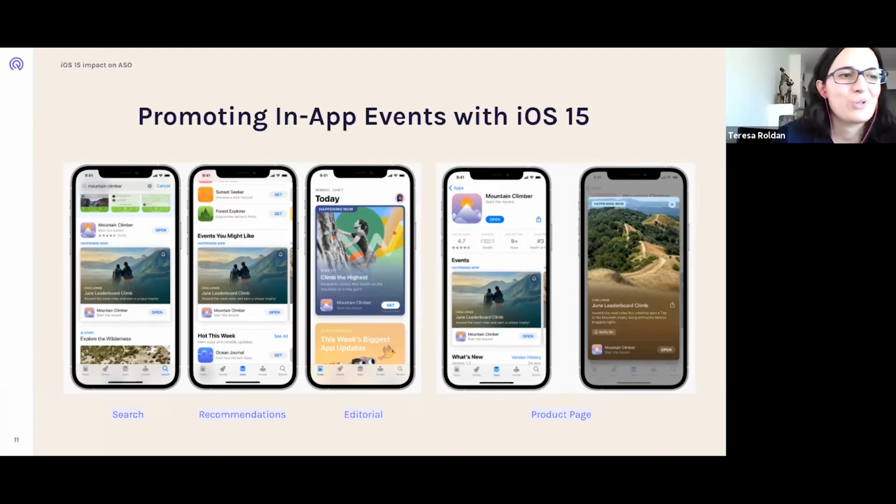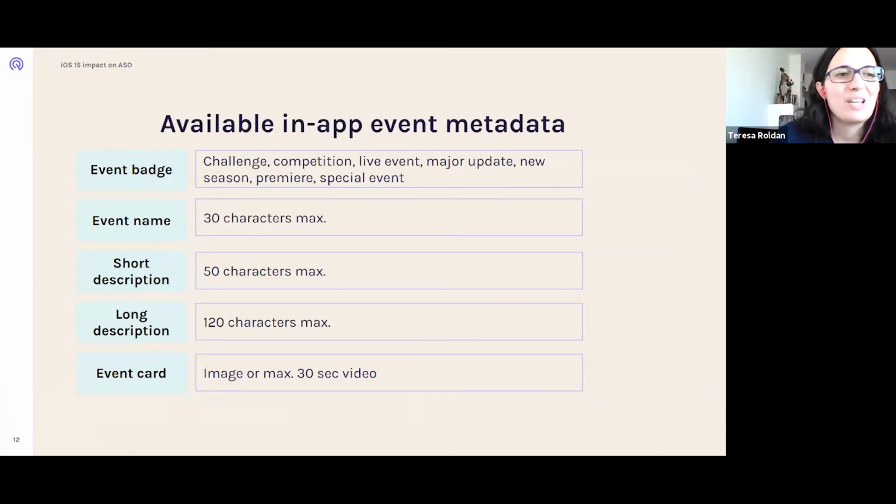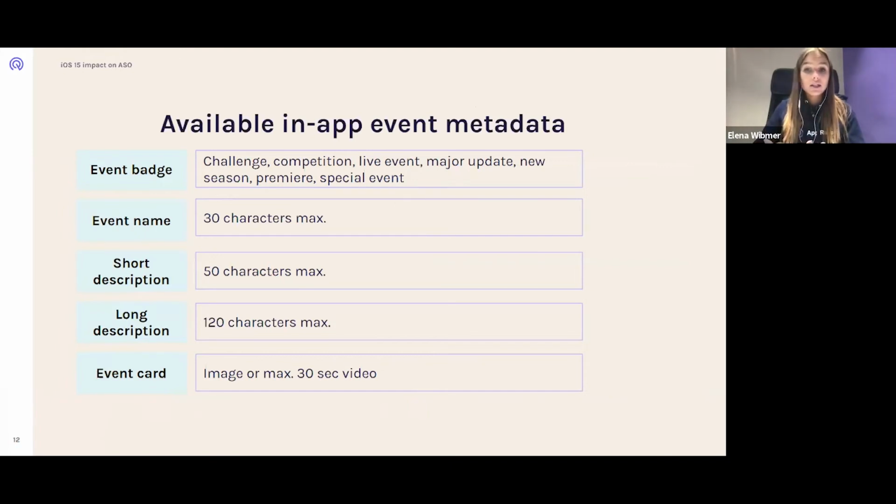Okay, that sounds great. Could you tell us a bit more about how to prepare for these in-app events? What is needed or required in terms of metadata? Yes, so first of all, you need to select an event badge that describes the type of event you're offering, such as that could be a challenge, a live event, or a major update.